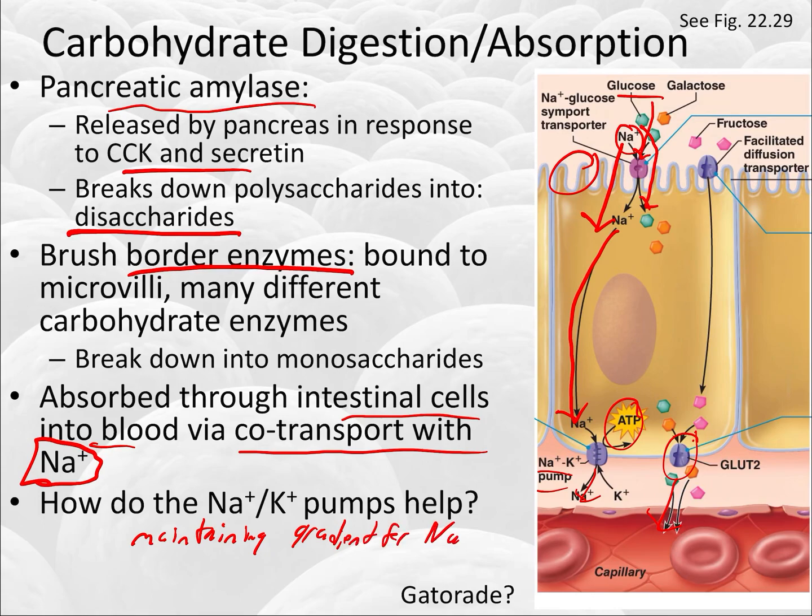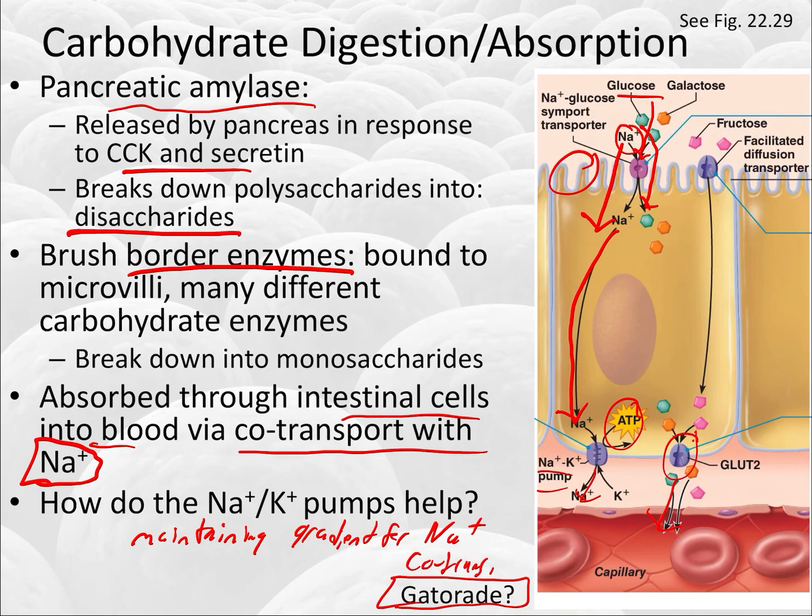for sodium. Okay, so why does Gatorade have both sodium and sugar in it? Well, there's a couple reasons. We need both of them. We need the glucose for energy. We need the sodium for electrolyte balance. It's important to have them together because of this right here, because of these co-transporters.